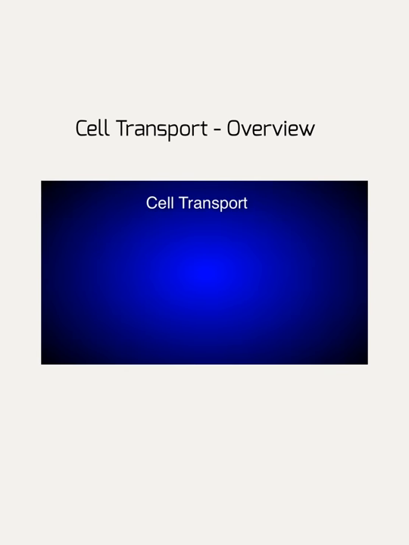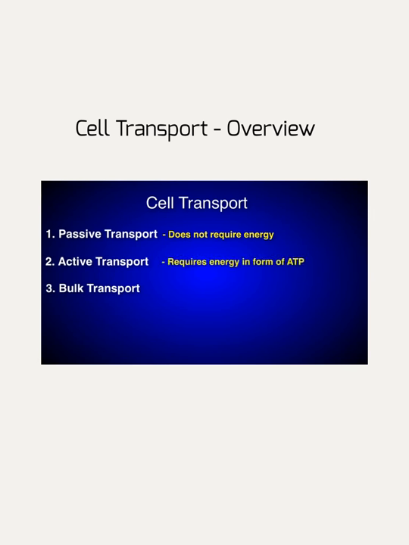To recap, there are three main types of cell transport: passive transport, active transport, and bulk transport. Passive transport is the movement of substances in or out of a cell without the expenditure of energy by the cell. Active transport requires energy in the form of ATP to move molecules against their concentration gradient. Bulk transport requires vesicle formation and metabolic energy. Forms of bulk transport include endocytosis, pinocytosis, receptor-mediated endocytosis, and exocytosis.